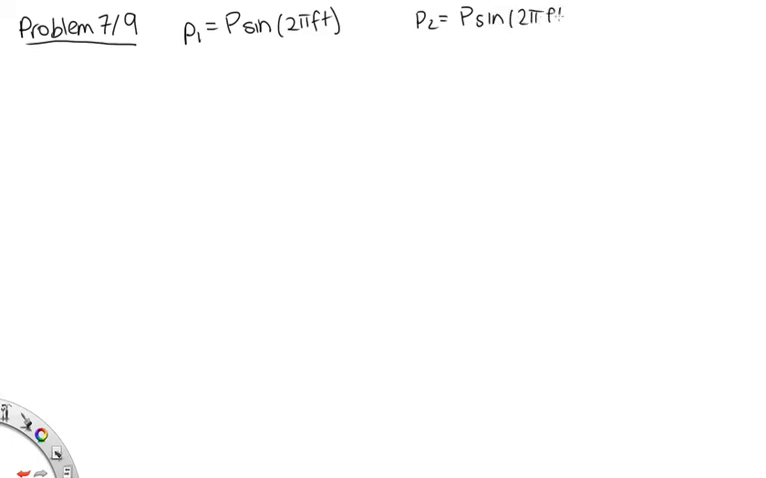Okay, this is problem 7 for 1121 or problem 9 for 1131. In this problem, we're given the pressure of 2 waves travelling through space. P1 is equal to P sine 2 pi ft, and P2 is equal to P sine 2 pi ft minus 2 pi phi. And we're asked what's the amplitude of the resultant wave.